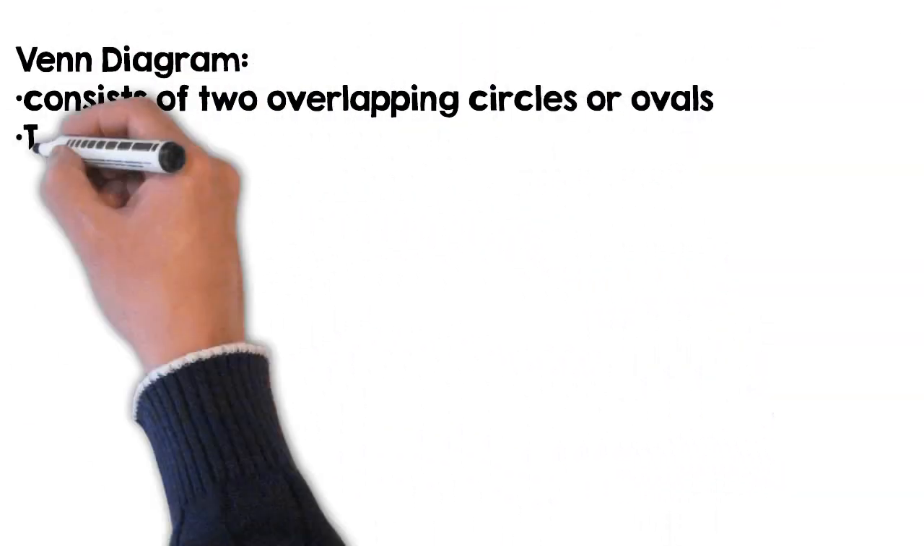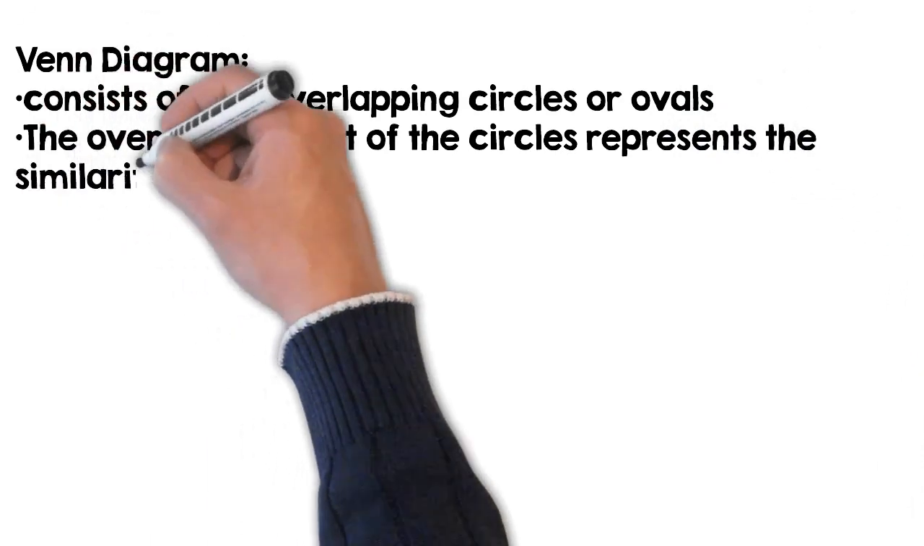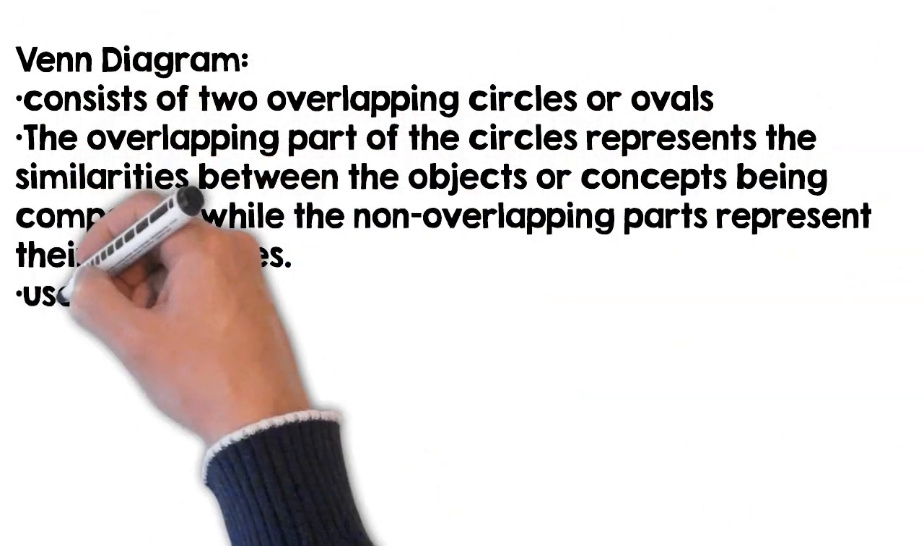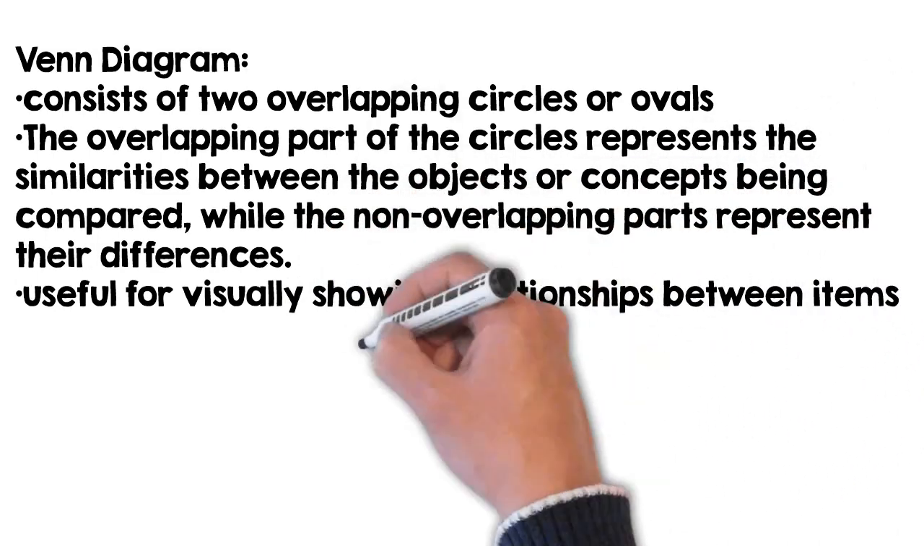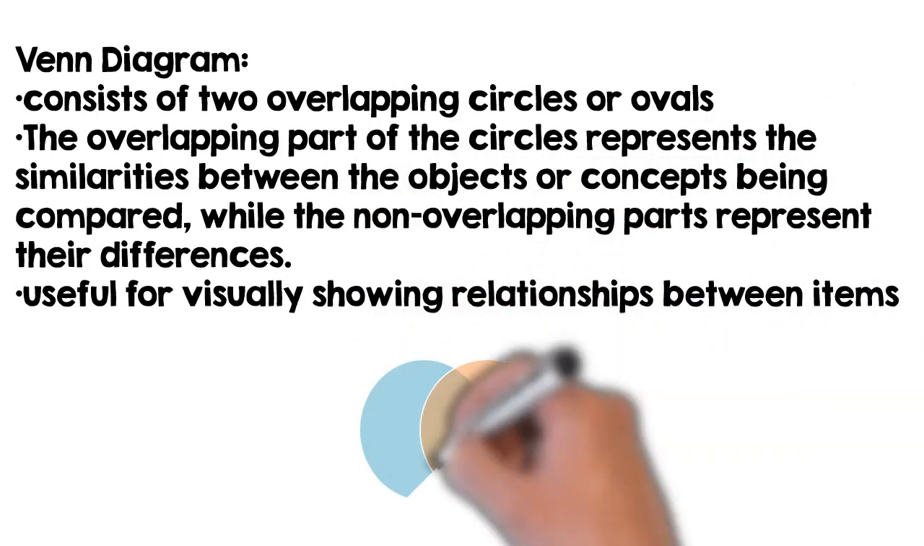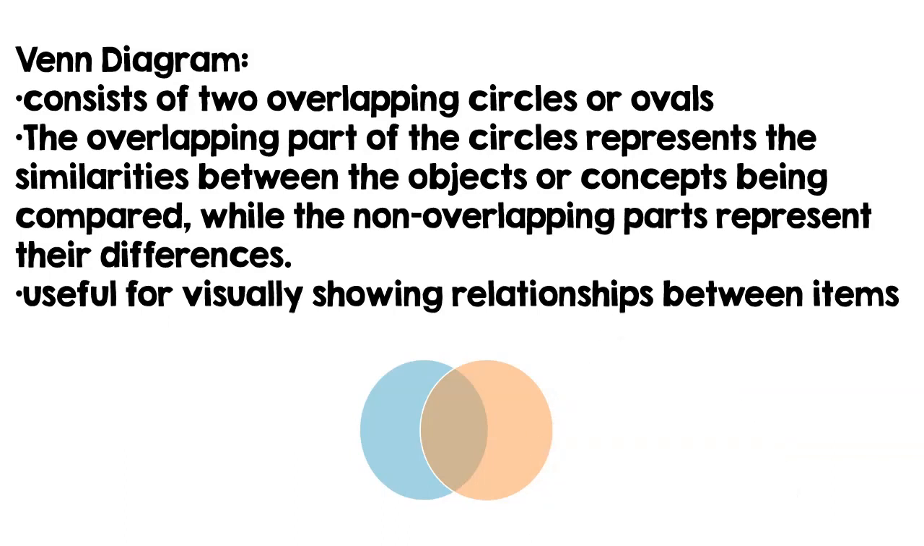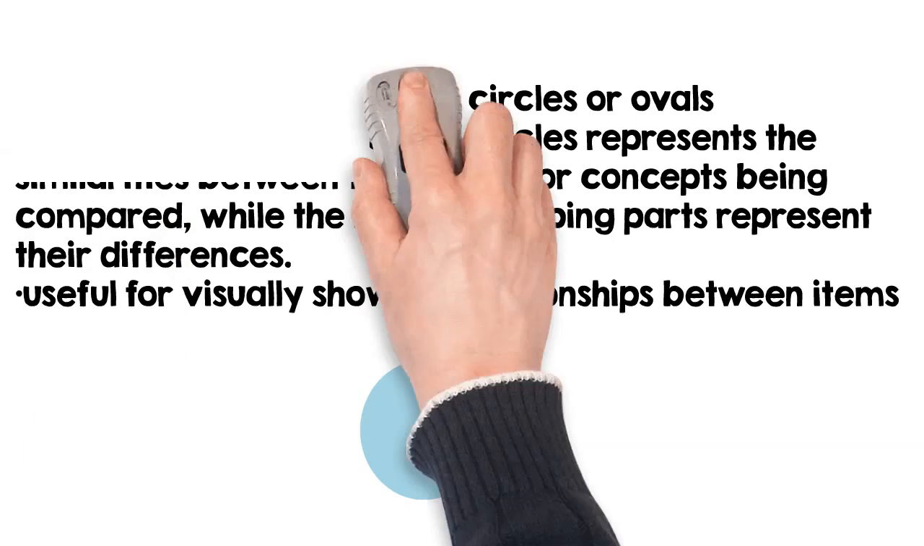A Venn diagram consists of two overlapping circles or ovals. The overlapping part of the circles represents the similarities between the objects or concepts being compared, while the non-overlapping parts represent their differences. Useful for visually showing relationships between items.